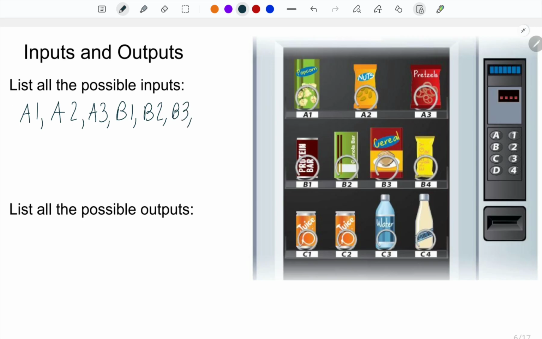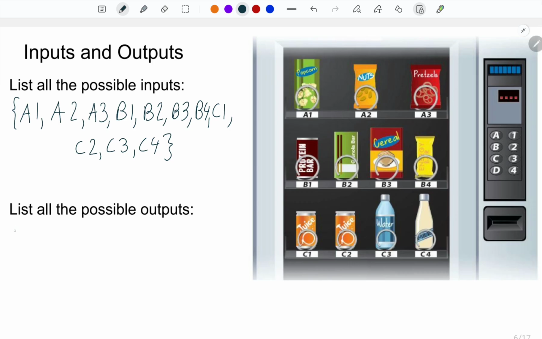If we want to do this more formally, we can use curly brackets at the start and at the end of our list. I'm going to have to go down a line. If you have enough space, do it all the way across. And then I'm going to put a curly bracket. The curly bracket just indicates that I have some sort of set. The set of A1 all the way to C4 there is the set of inputs.